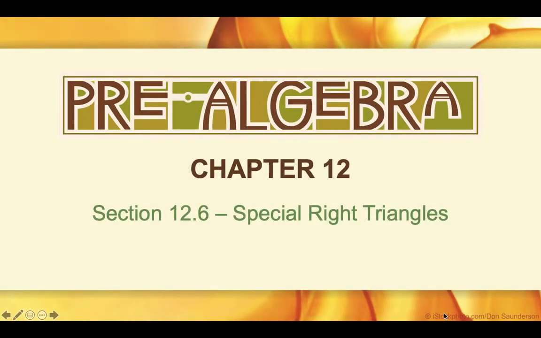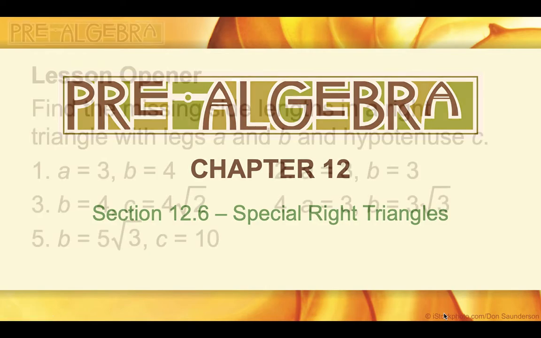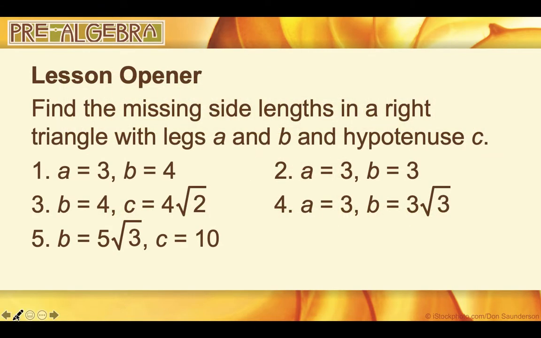Right, we're on chapter 12, section 6, talking about special right triangles today. Before we get into the actual lesson, though, let's review, and this will help us as we learn about these different types of right triangles. Remember the Pythagorean theorem. What does the Pythagorean theorem say?